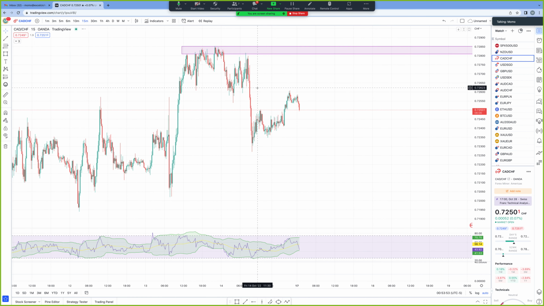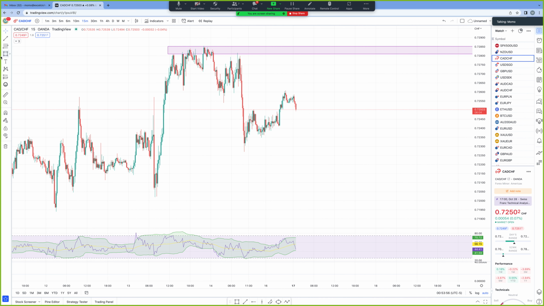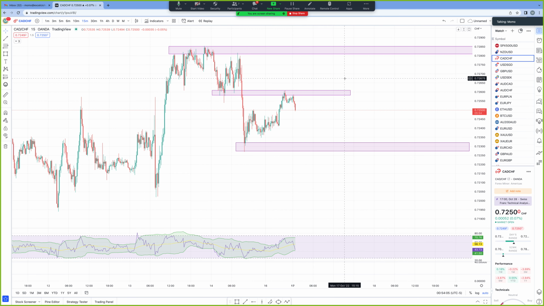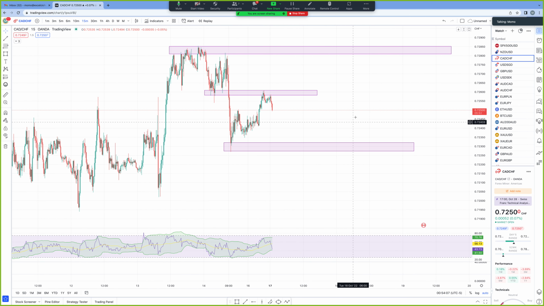If we go on the M15, we can mark up this support at the bottom here. Wait for price. If price breaks here, we'll see a nice lower time frame downward structure. All right, we'll look for a break and retest here.